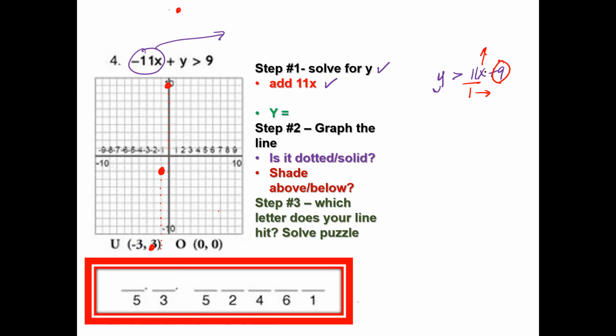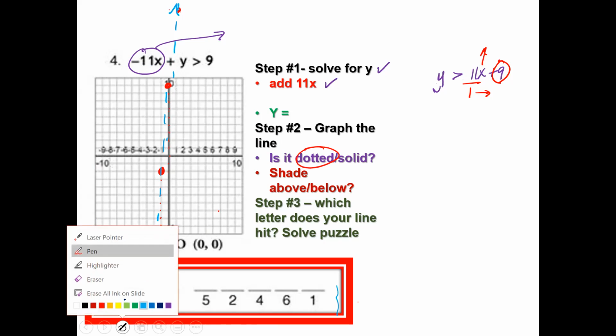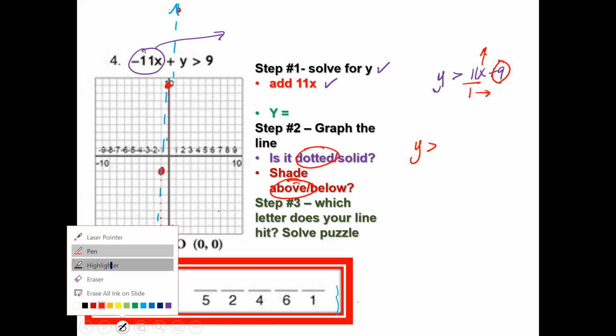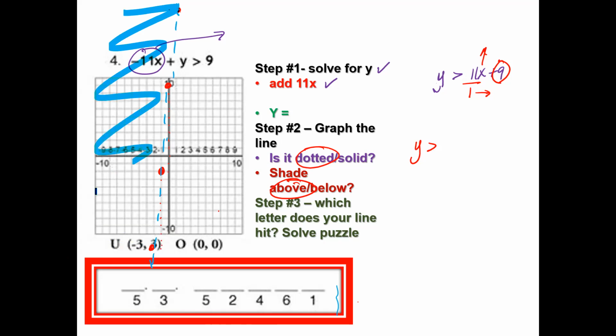And then because there's no equal sign, it is a dotted line. So we're going to go ahead and draw little dots here. And because it is eating the letter Y, you're going to go ahead and shade above. And it looks like it's hitting the letter U. For number 4, it should be a U.